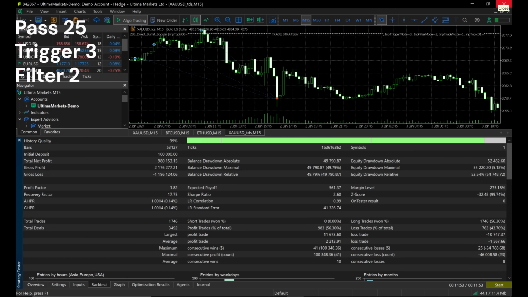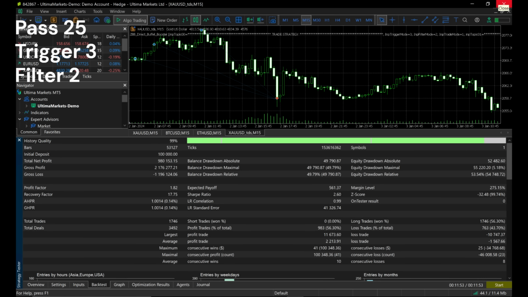Now let's take a closer look at the detailed backtest statistics of this strategy. The test starts with an initial deposit of $100,000, and over the entire testing period, the strategy generated a total net profit of approximately $980,000. This means the equity curve almost increased by nearly 10 times the initial capital during the testing period.